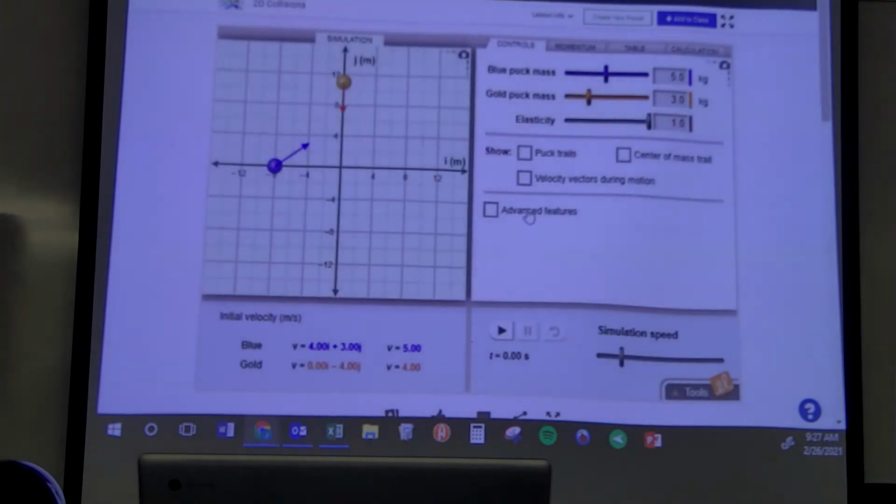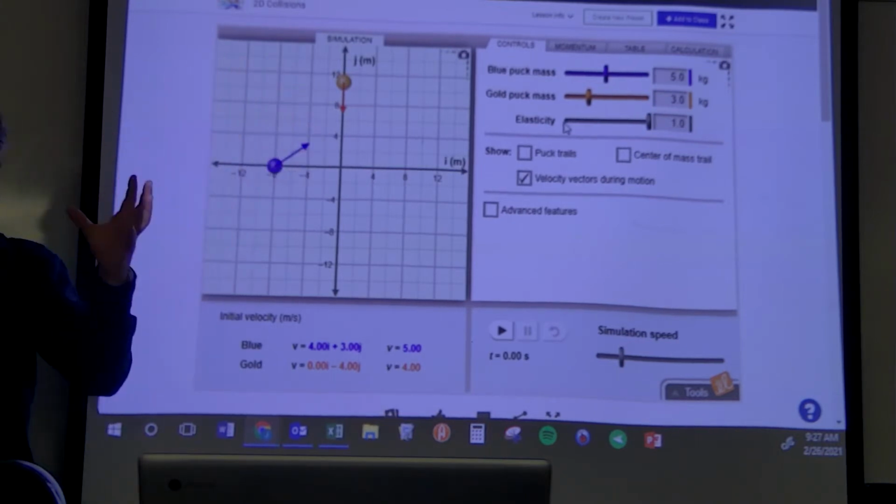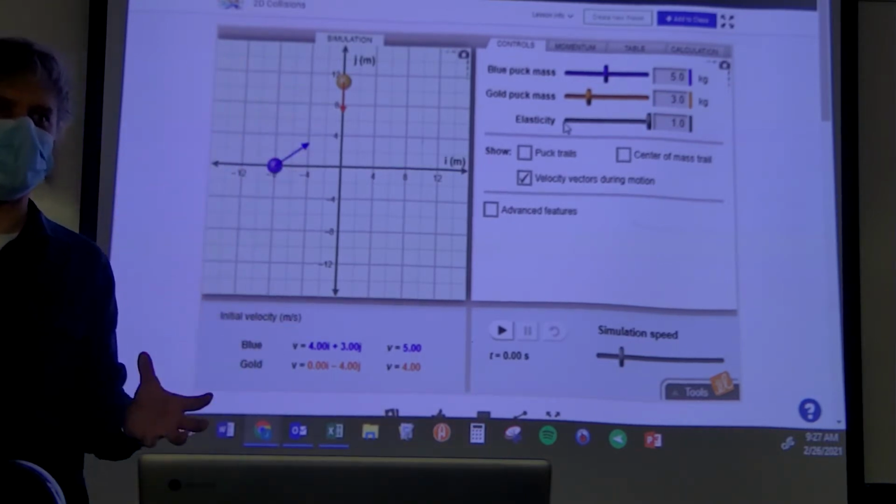All right, back to what I was saying. So the center of mass is the average location for a system of objects' mass.